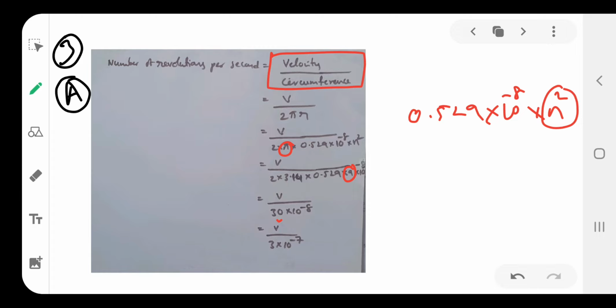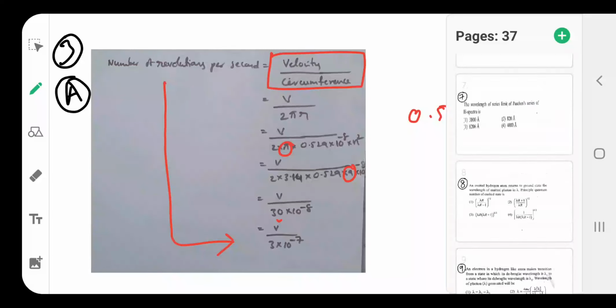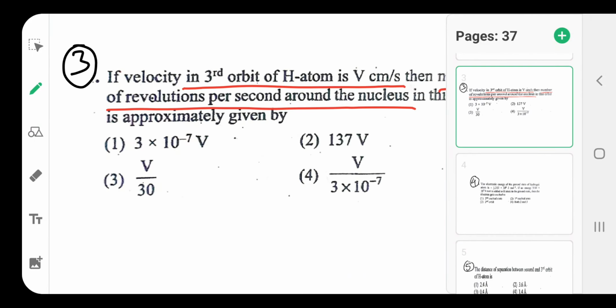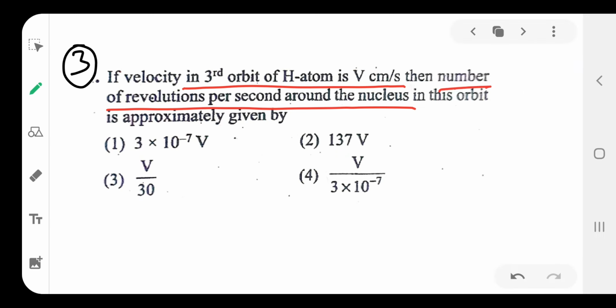Therefore, the number of revolutions per second in the third Bohr orbit is v by 3 into 10 power minus 7 per second. Yes, the option is v by 3 into 10 power minus 7. So this is the number of revolutions per second.